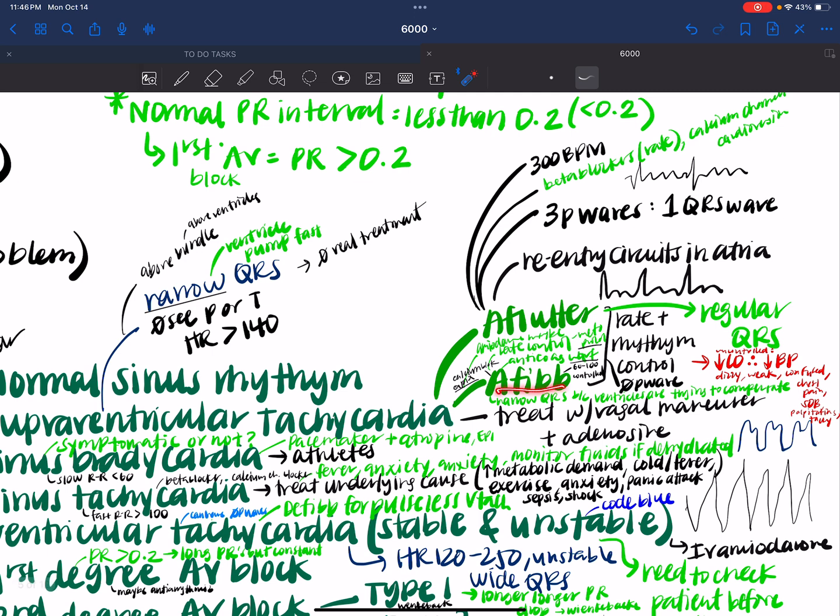And AFib, you have to do rate and rhythm control for both, right? So there's a regular QRS for a flutter because it's part of that. AFib, we don't see any of that. There's a narrow QRS because the ventricles are trying so much to cooperate. AFib is only controlled at 60 to 100. Both of these uncontrolled lead to low cardiac output, therefore low blood pressure. You get dizzy, weak, confused, chest pain, shortness of breath, palpitations, tachycardic.